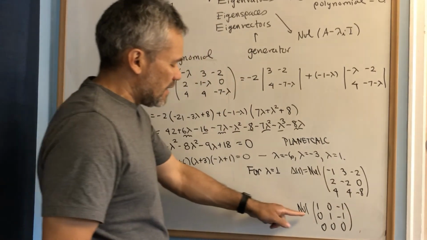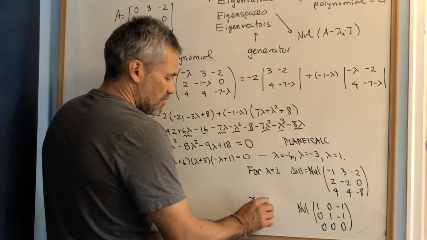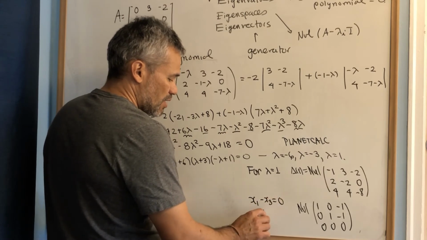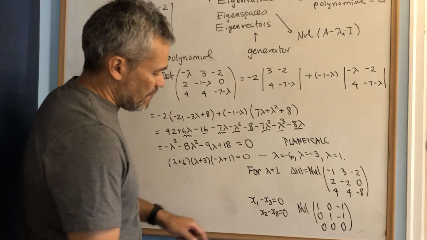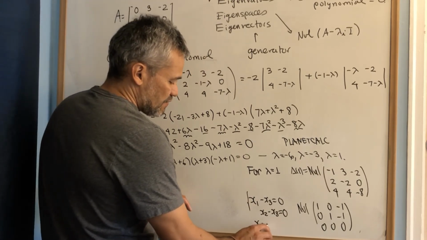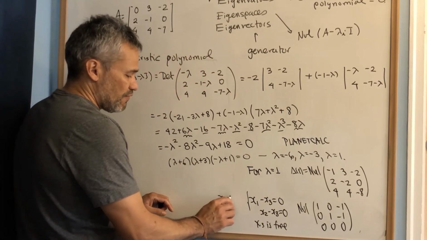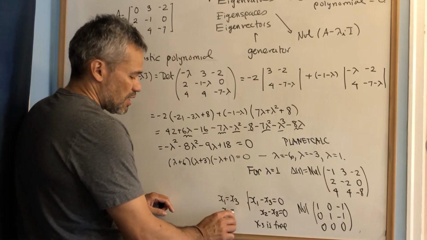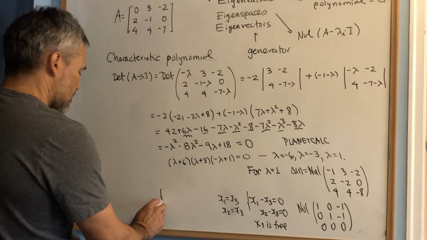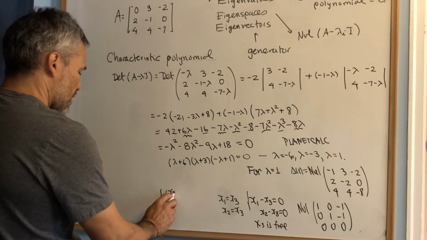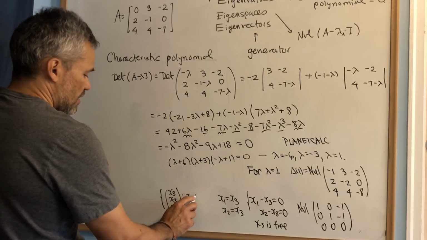And the null of this matrix is the solution of the homogeneous system x1 minus x3 equals 0, x2 minus x3 equals 0. For this system, x3 is free. And then we need to solve for the basic variables in terms of the free variables. We write the solution as x3, x3, x3, such that x3 is a number.